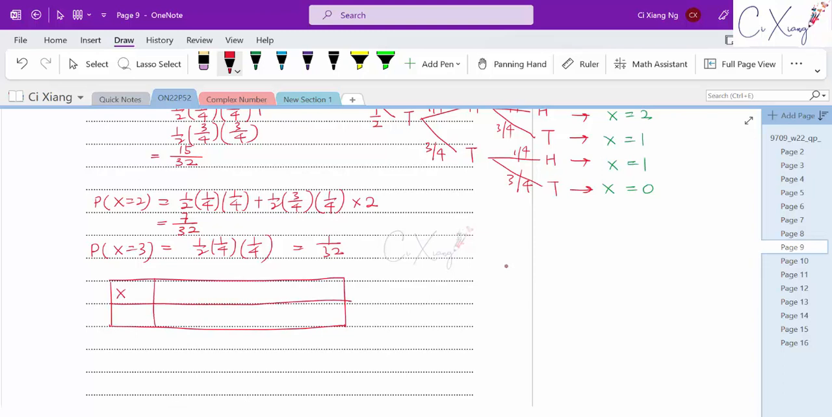Where this is x equals to x, and then I'm having the probability. Okay, so x can be equals to 0, can be equals to 1, equals to 2, and also equals to 3. And the probability shown here will be 9 over 32, 15 over 32, 7 over 32, and also 1 over 32. Okay, so you can see that this is our answer.